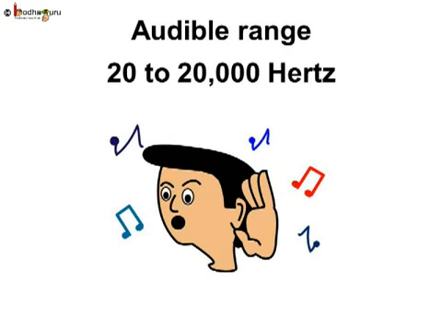Can we hear all the sounds? No, humans cannot hear sounds of every frequency. The range of hearing for a healthy young person is 20 to 20,000 Hz. The hearing range of humans gets worse with age.